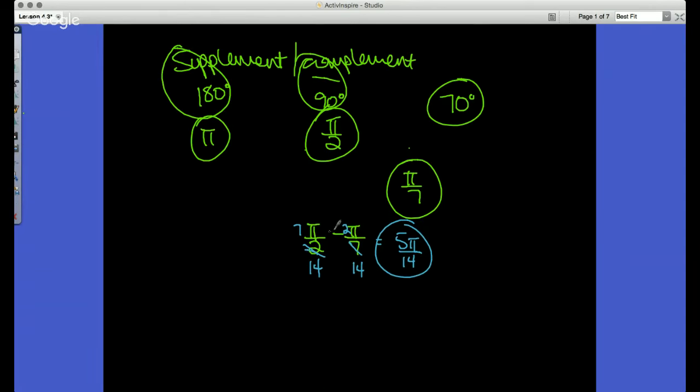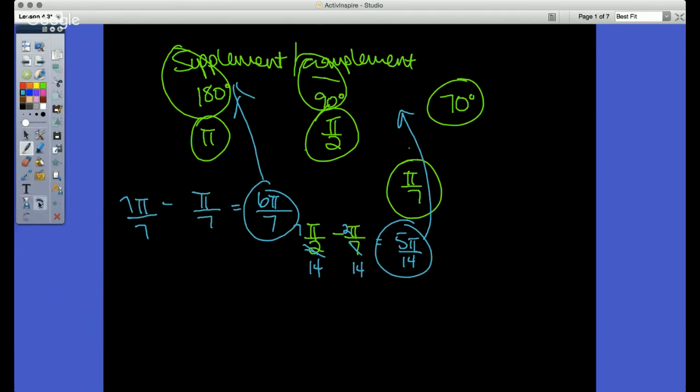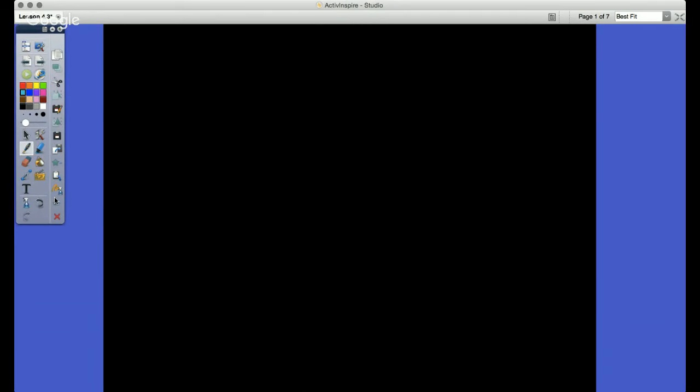Now, I could do the same thing here with the supplement, except I'll do not pi over 2, but just pi minus pi over 7. So get a common denominator, put a 7 on both top and bottom. 7 pi over 7 minus pi over 7 gets me, in this case, 6 pi over 7, okay? So again, we found the supplement of the angle pi over 7, as well as our complement. I told you we'd be going quick, so we're going to keep it rolling.